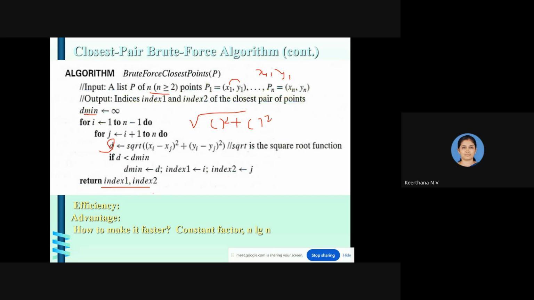So how can you find the efficiency? The efficiency can be found based on the time. The advantage of using this brute force approach for finding the closest pair is that it saves you the time of manual execution. So how can it be made faster? If you use a logarithmic n number of points, this algorithm will be more effective and faster.